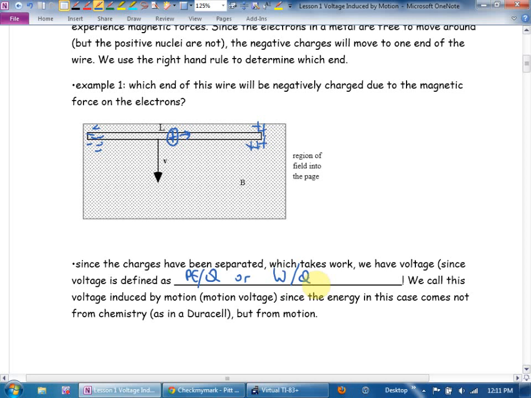We call this voltage induced by motion, induced voltage, or motion voltage, because the energy in this case came not from a chemical reaction, like in a Duracell, but from moving something. And eventually, Eilish will build this into a three-dimensional model where instead of moving it, we'll spin it, which is how every hydroelectric generator works. And we'll show how spinning something can create a voltage as well. And then, yay, we've solved the energy crisis. At least we can create cheap energy, cheap electricity.